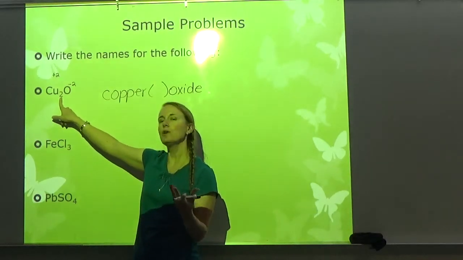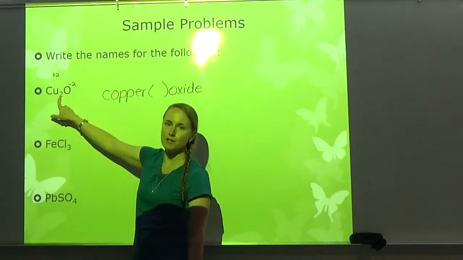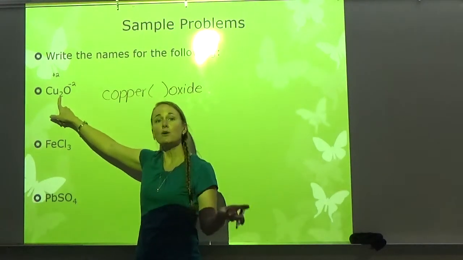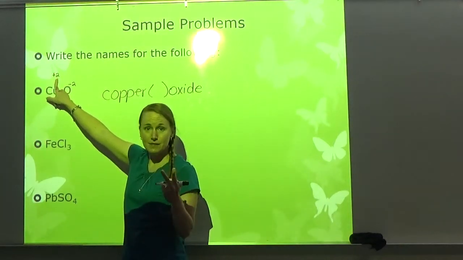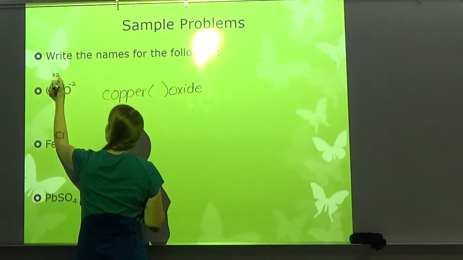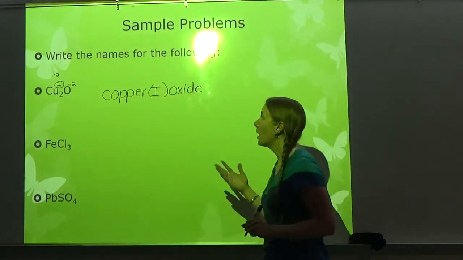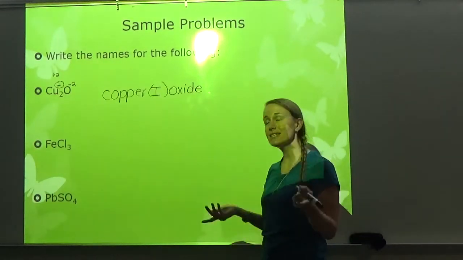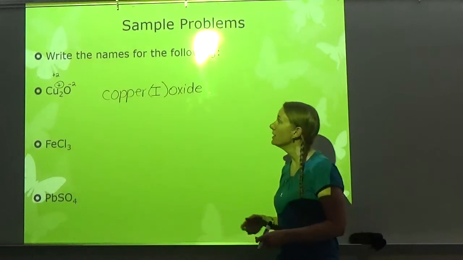So that means I need 2 positives, but I'm going to split them between 2 coppers. It's like if I had $2 and I said, hey, I'm going to split these $2 between you and your best friend. How much do you each get? You each get $1. So the same thing happens here. I have 2 positives. I'm going to split it between 2 atoms so they each end up being +1. So this one actually ends up being copper 1 oxide. And so like I said, that's what throws you off. You want it to be the subscript, but it's the charge.